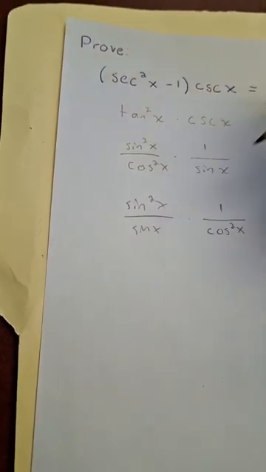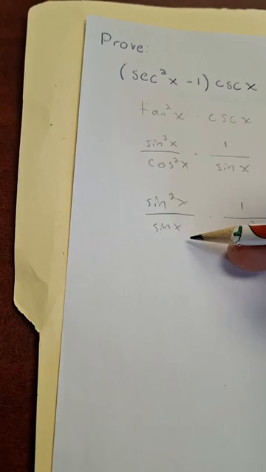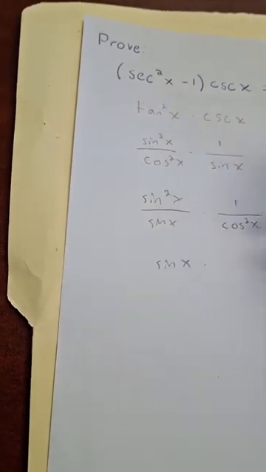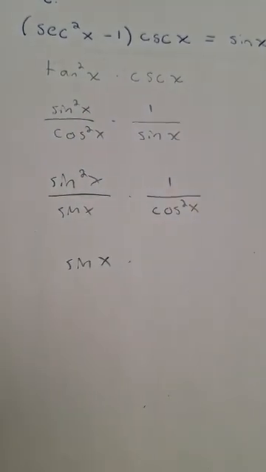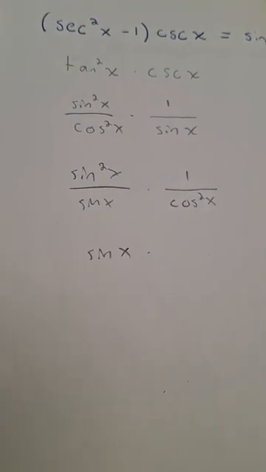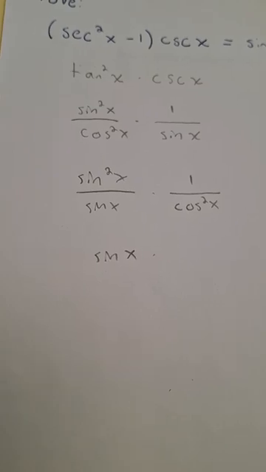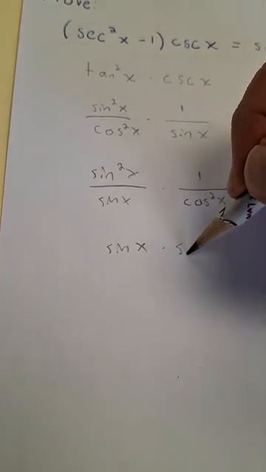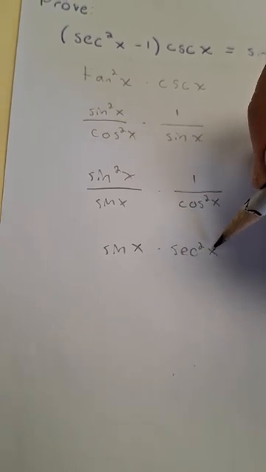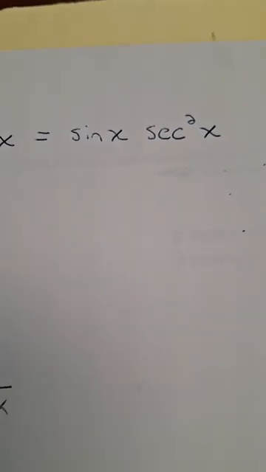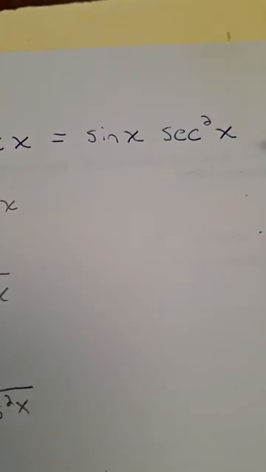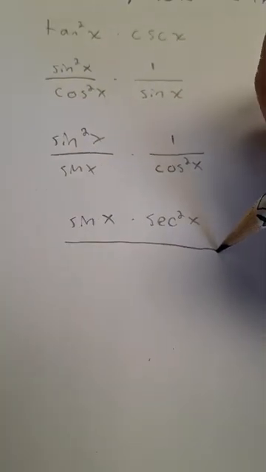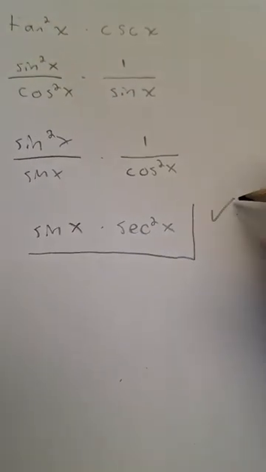Sine squared of x over sine of x gives me sine of x, and 1 over cosine, the identity says, is secant, therefore 1 over cosine squared is secant squared of x, and that is what we were looking for: sine times secant squared. So we have proved the identity. Thank you very much.